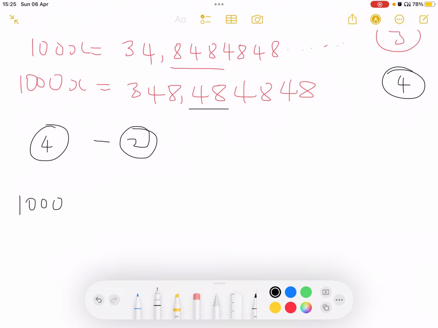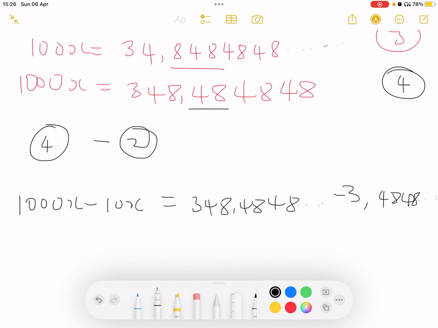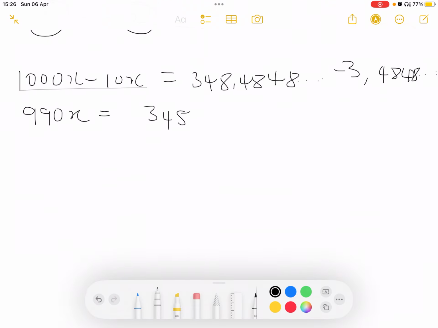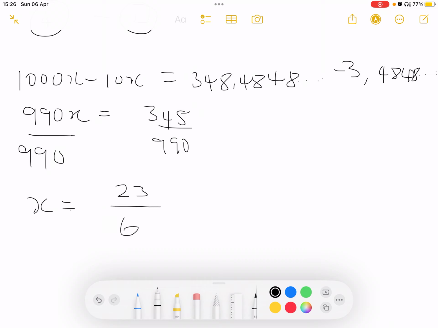So this means that 1,000x minus 10x will be equal to 348.4848 minus 3.4848. And then here we get 990x, which is equal to 345. Then we can divide on both sides by 990. From here we can then do a calculation by our calculators. Then we get 23, an integer, all over 66, also an integer. And that's it for question 1.